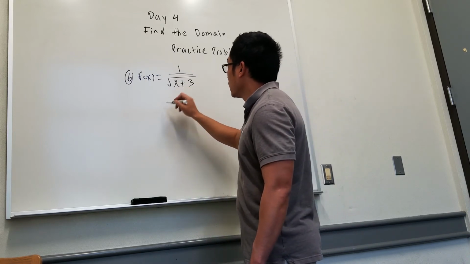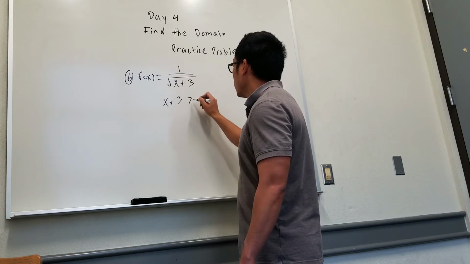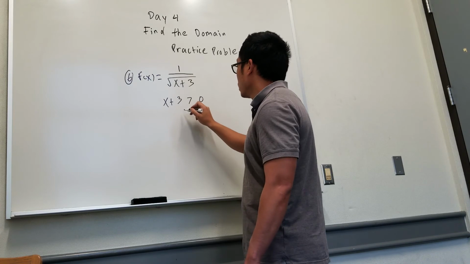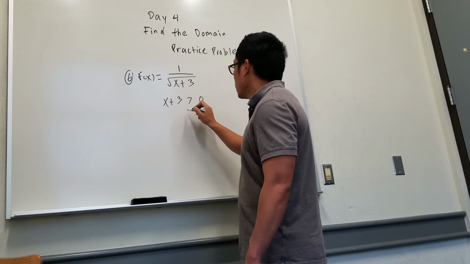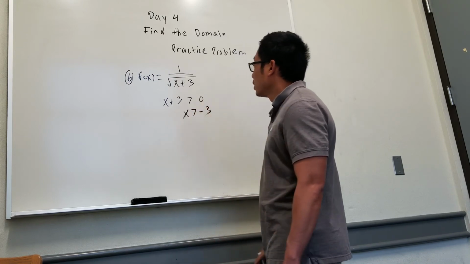Okay, so x plus 3 has to be greater than or equal to 0, right? Nope, cannot be. Remember, it cannot be 0 on the bottom, so x plus 3 has to be greater than 0. Then you subtract 3, and you get that x has to be greater than negative 3. How many of you got that right?